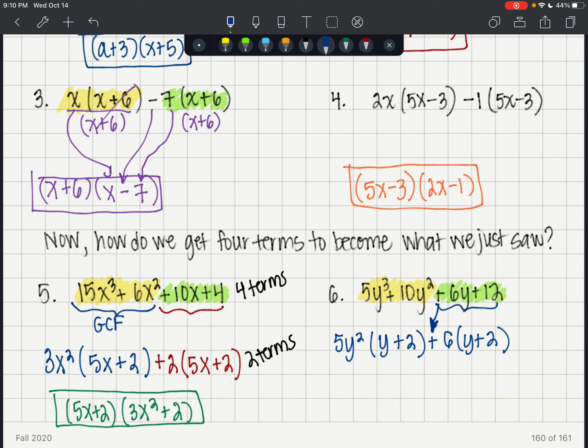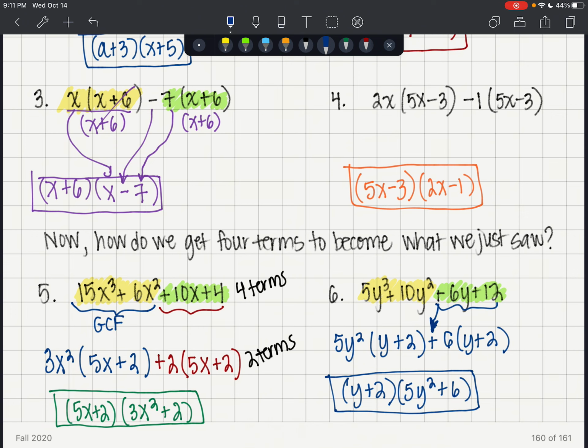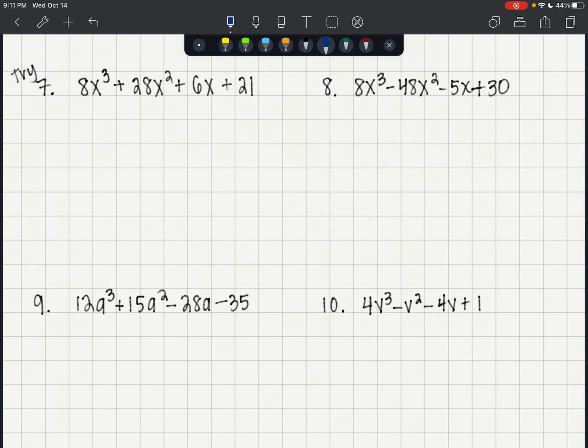And your binomial should be the same. If it's not the same, then you've got to go through what I went through and went, uh-oh, I didn't factor out enough. So that's going to leave us y plus 2 times 5y squared plus 6. Now, I'll know that you're doing it the way I showed you to do it if you write the binomials in the same order that I am. However, if you write them backwards, 5y squared plus 6 times y plus 2, it is the same answer.